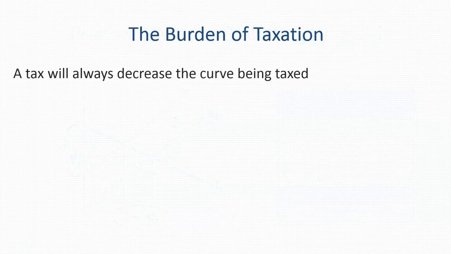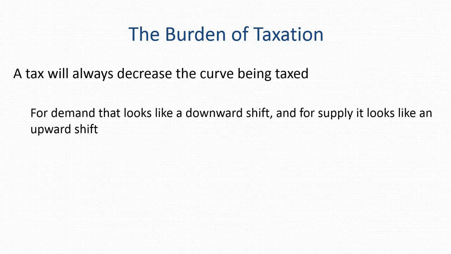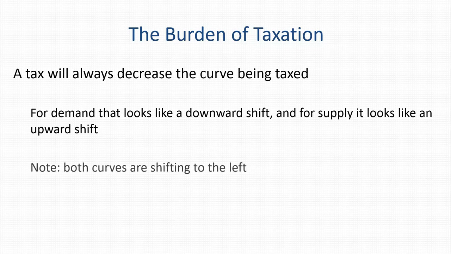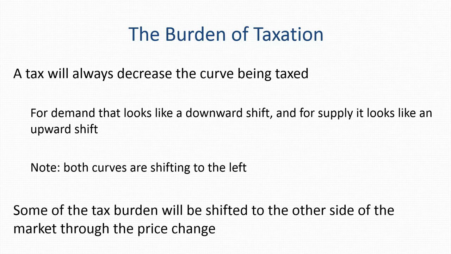So what we're saying then is that a tax will always decrease the curve being taxed, which for demand looks like a downward shift by the amount of the tax, and for supply looks like an upward shift by the amount of the tax. And some of the tax burden is always going to be shifted onto the other side of the market. If you impose a tax on suppliers, some of that tax burden is going to be shifted onto consumers in terms of lost consumer surplus through the higher price, and vice versa. Essentially, if you impose a tax on demanders, some of that tax burden is going to be shifted onto suppliers by virtue of the lower price that results.